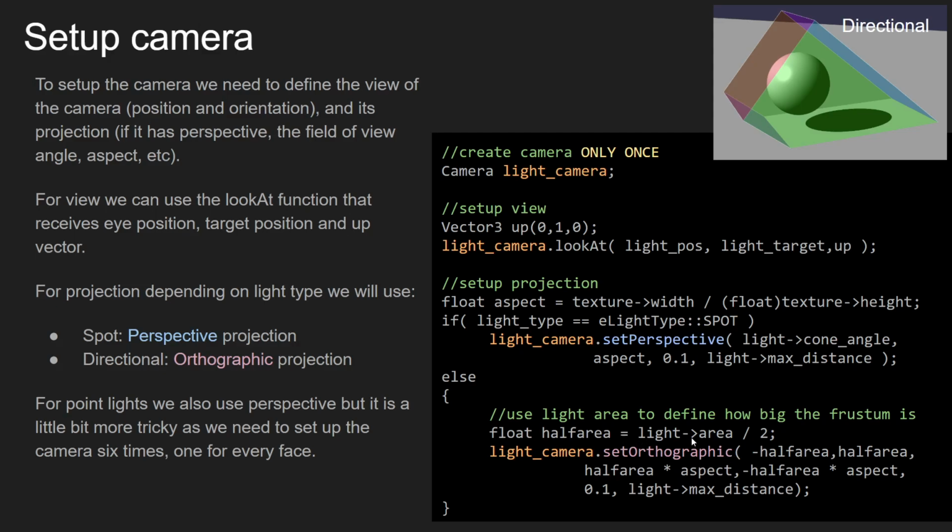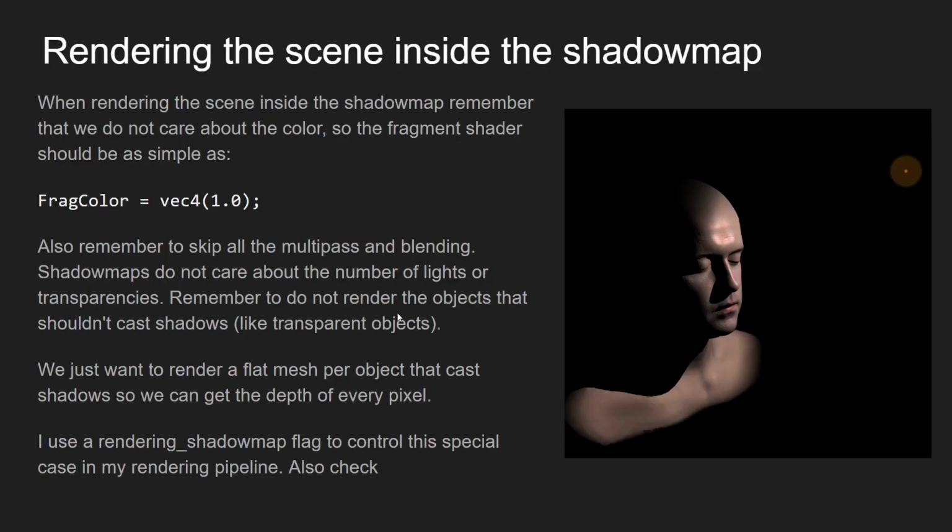So in this case, because the area is the total size, then we divide it by 2, and this is half size. So we use for the left minus half area, to the right half area, to the top half area multiplied by aspect, to the bottom minus half area multiplied by aspect, for near 0.1, and for far light max distance, okay? So with this code, it works for spotlights and for directional lights. We will have a camera that's going to render at least the main area visible by those lights, okay?